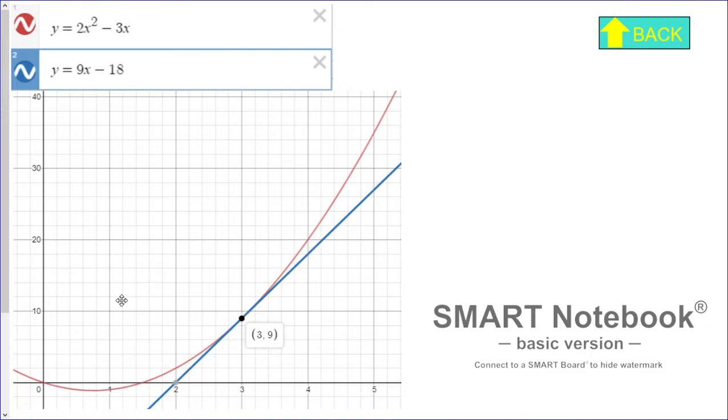I've drawn two curves. I've drawn our curve, y equals 2x squared minus 3x. There it is in red. And I've also drawn the tangent to the curve at x equals 3. This line, y equals 9x minus 18, is the tangent to the curve at x equals 3. As you can see, the gradient of this line is 9. The coefficient of x. It's the number in front of x. And there it is.